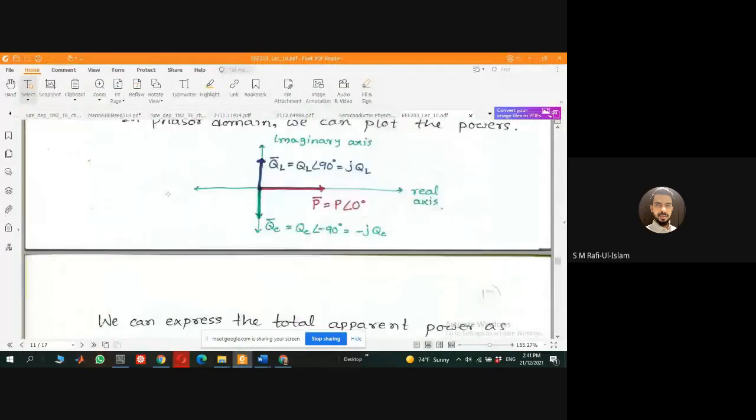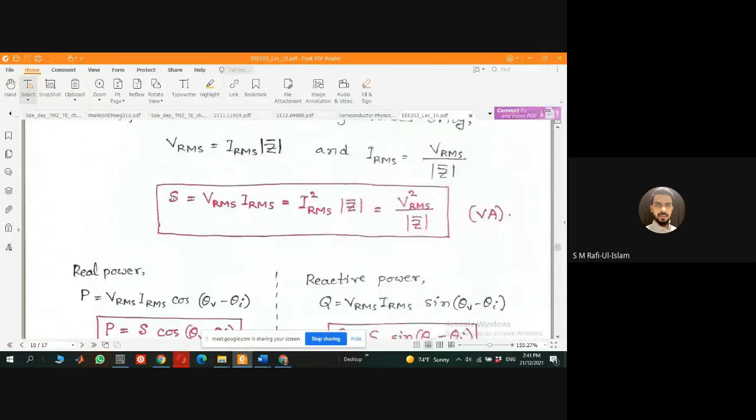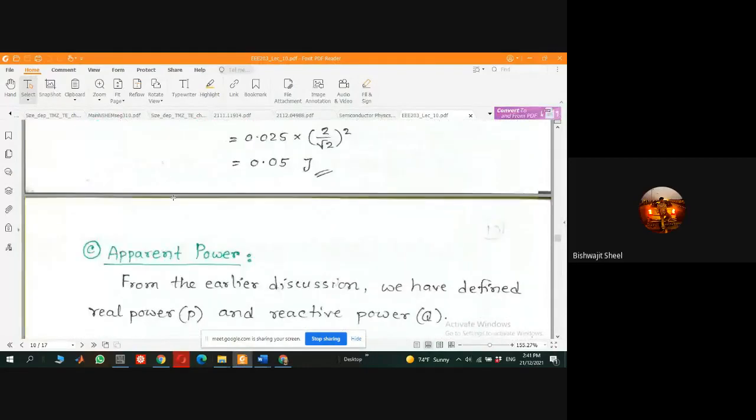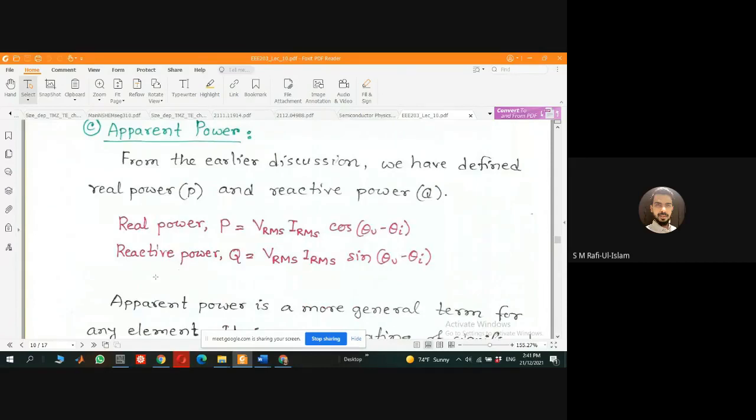Probably last week we discussed real power as well as reactive power. So today we'll be discussing something called apparent power. It's nothing, just the modification of real and reactive power.